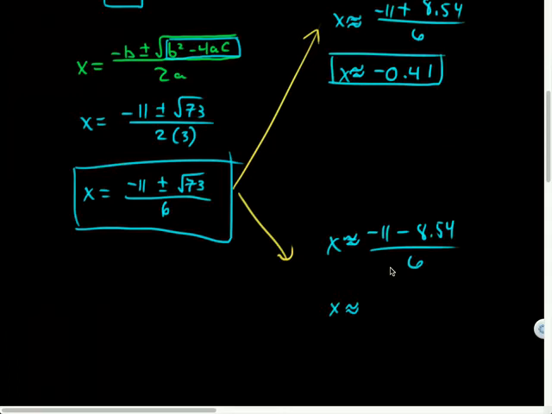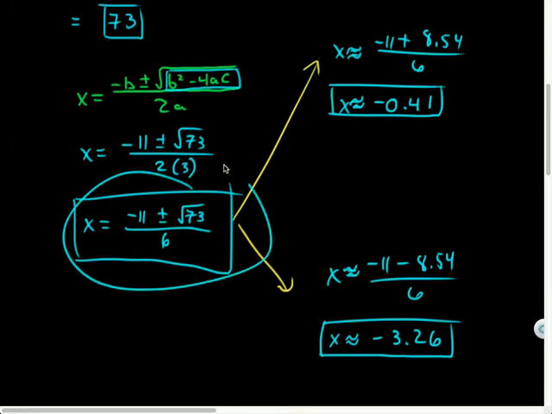Let's see, negative 11 minus 8.54. I get negative 19.54, divide that by 6, and I get negative 3.26 when I round to 2 decimal places.